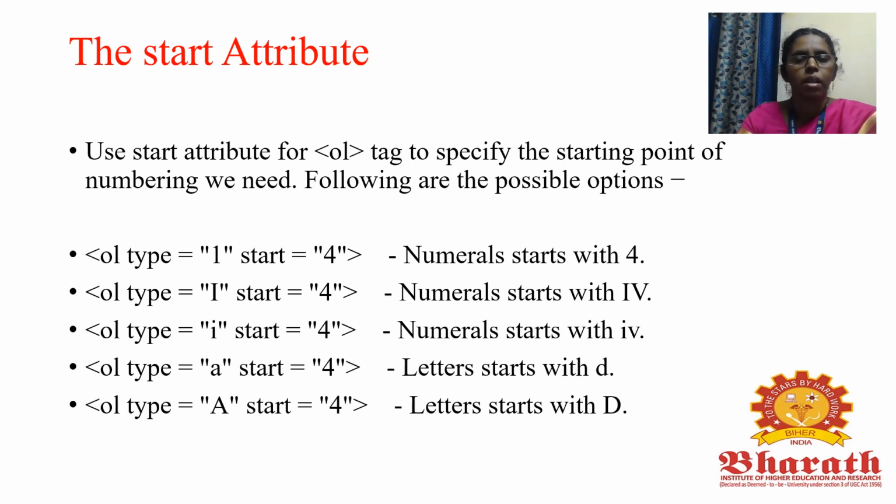So we have the following options in connection with the type attribute within the OL tag. If we specify start value equal to 4 with type equal to 1, the numbering starts from 4. If you specify 4 with the type uppercase Roman letter I, it starts from Roman numeral IV. If you start 4 with lowercase Roman letter, then the numbering starts with lowercase Roman numeral iv.